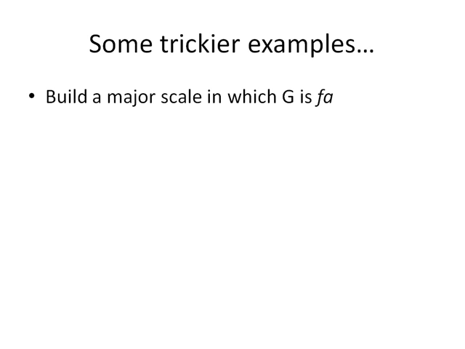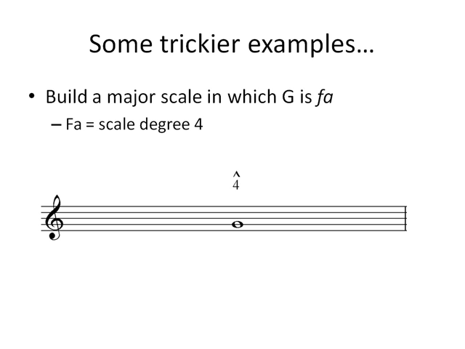You should be able to build a major scale given any note in the scale as long as you know the pattern of whole and half steps. For instance, you might be asked to build a major scale in which G is Fa. Well, we know that Fa corresponds to scale degree 4, and so I'm going to write that in the middle of the line. Notice the little top hat here on the beginning of 4. That indicates that we're talking about scale degrees and not something else.